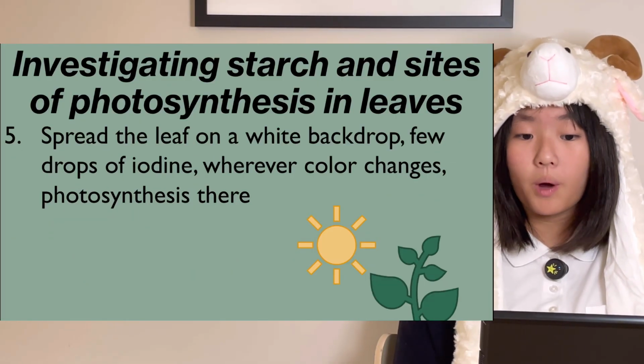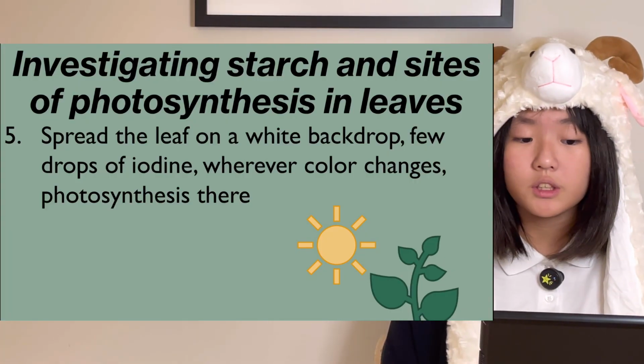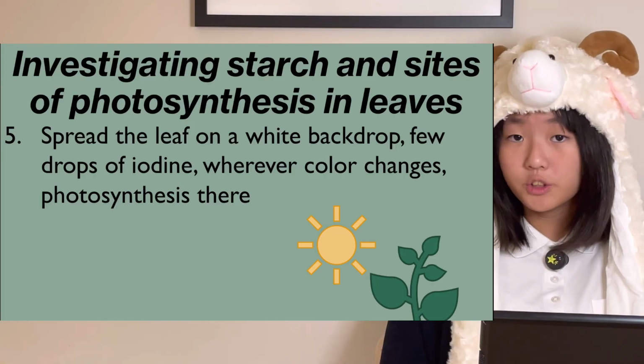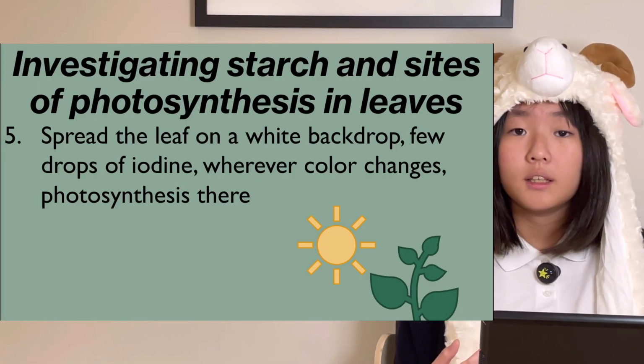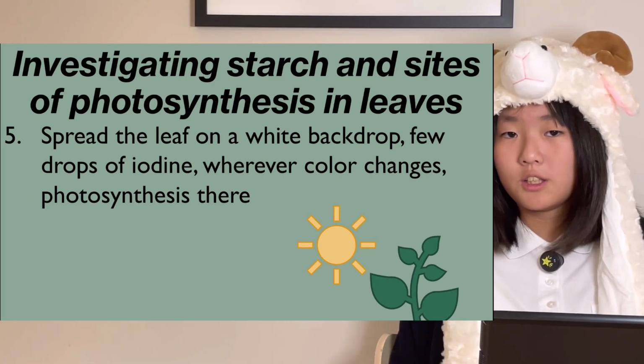Finally, spread the leaf on a white backdrop, add a few drops of iodine, and wherever the color changes, photosynthesis is there. And by color changing, I mean turning into blue-black. If it changes into orange, then that's just the natural color of iodine, so that doesn't count.